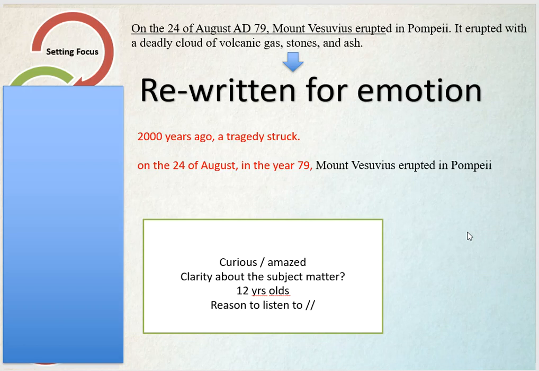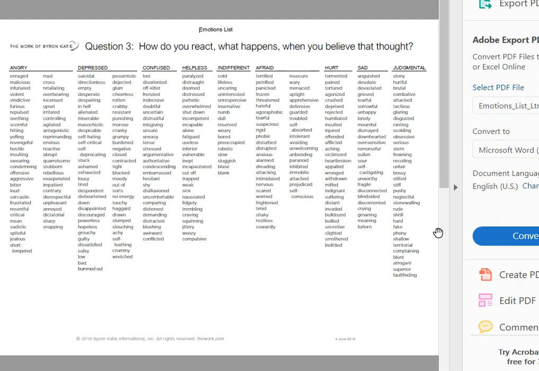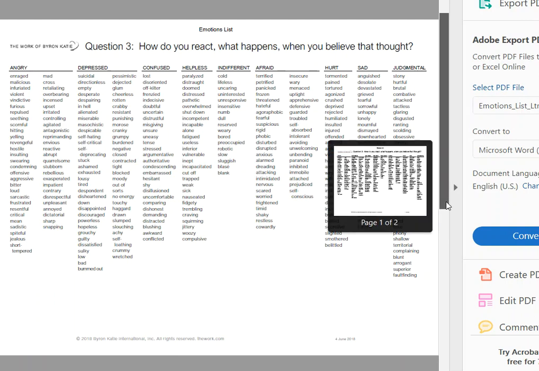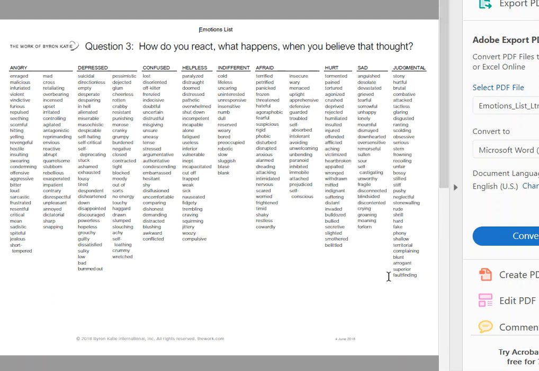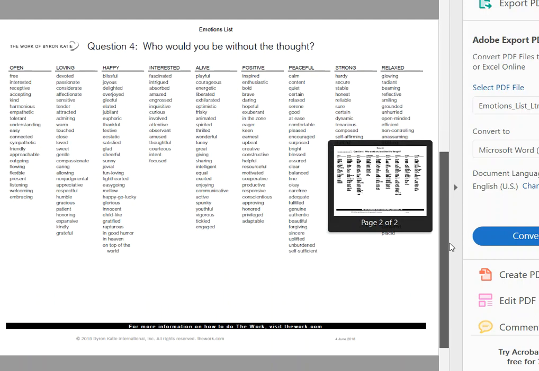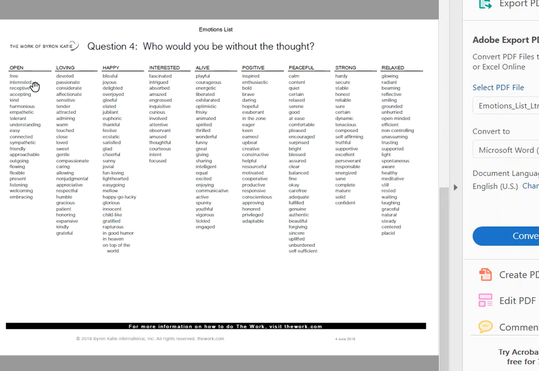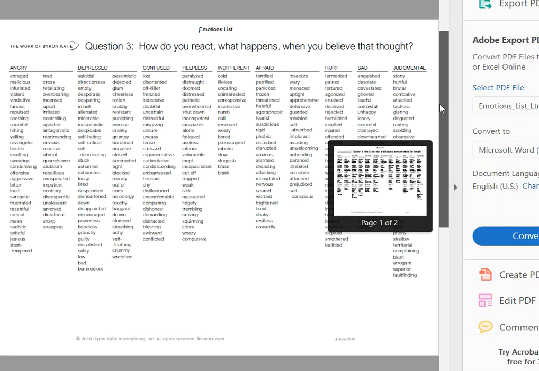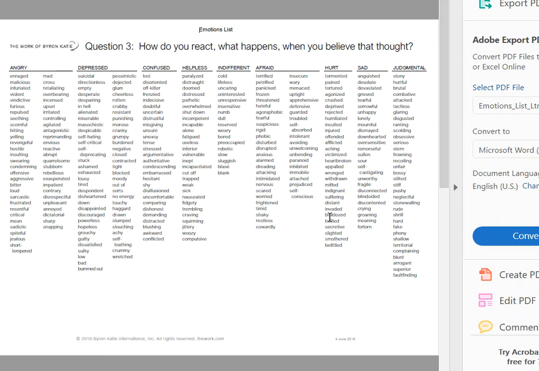So Mr. Bumela in your classes will show you where to find lists of emotions. I found this on the internet, on Google. I just typed list of emotions, and you can see you have angry, depressed, but when you go down, then you have the opposites: open, loving, happy, right? And then sub-emotions. Really, really good for your work.